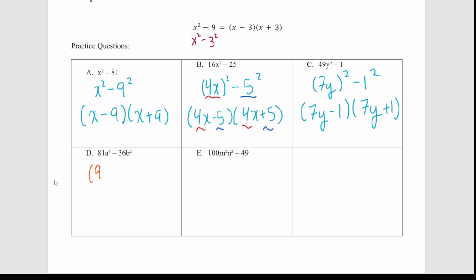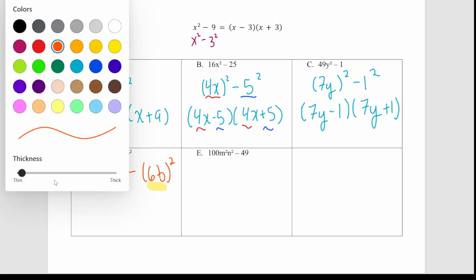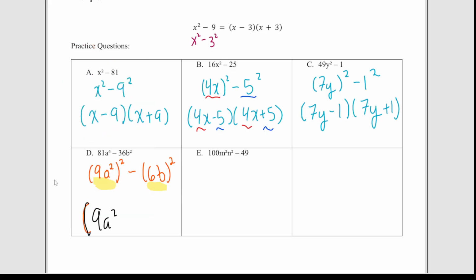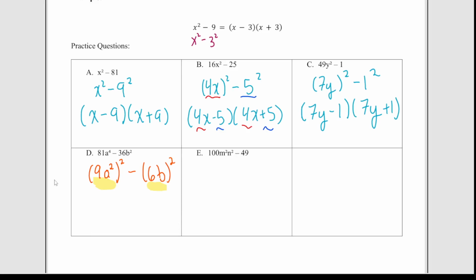So 9 times 9 gives us 81, so it must be a 9, and then a squared times itself gets us a to the 4th, so it must have been 9a squared, all squared there. Similarly, 6 times 6 gives us 36, so there must be a 6 there, and b times b gets us b squared, so there must be a b there, so that must have been 6b all squared. Once I've identified that, that tells me exactly what to use in my difference of squares. Because now I can visualize, oh, it must have been 9a squared minus 6b times 9a squared plus 6b. And I'm going to rewrite that a little bit neater, just so that anybody still looking at these notes can read that.